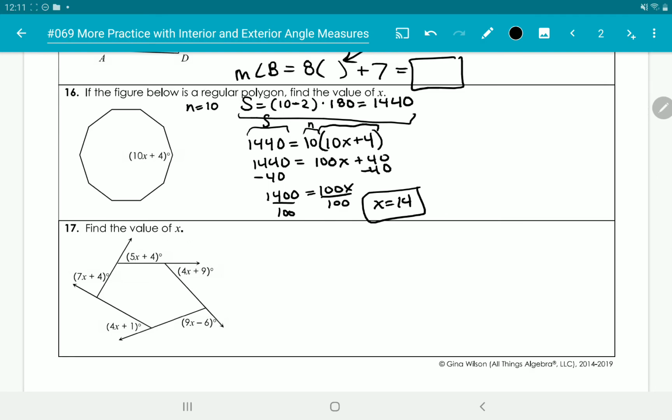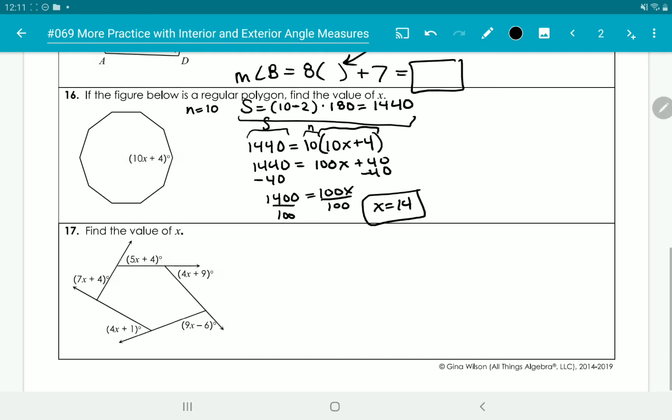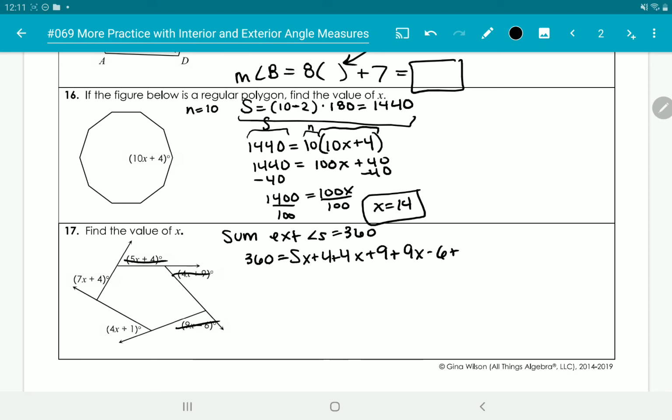Okay, now looking at number 17, lastly, we have all of the exterior angles. We know that if we add all these together, the sum of exterior angles is always going to be 360. So if we add all these together, it's going to give us 360. So let's go through and add them. So we have 5x plus 4, 4x plus 9, 9x minus 6, 4x plus 1, and then lastly 7x plus 4.